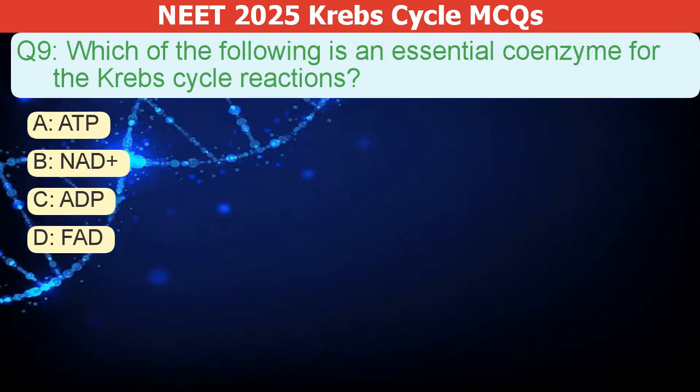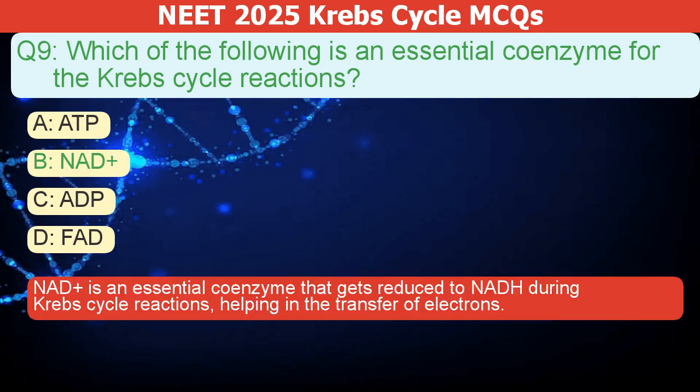Which of the following is an essential coenzyme for the Krebs cycle reactions? A. ATP. B. NAD+. C. ADP. D. FAD. The correct answer is B. NAD+ is an essential coenzyme that gets reduced to NADH during Krebs cycle reactions, helping in the transfer of electrons.